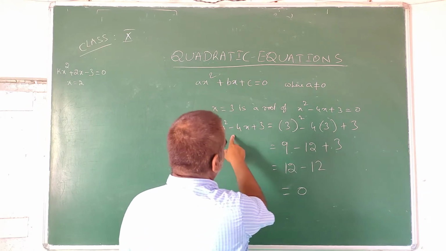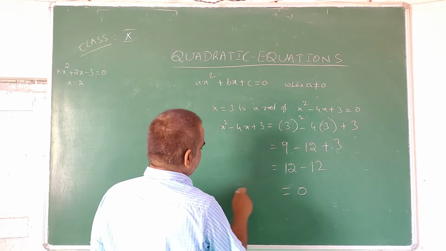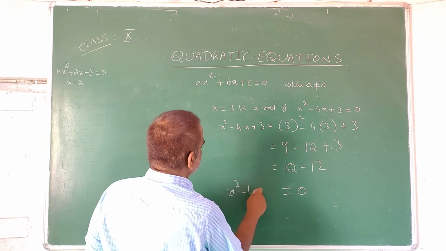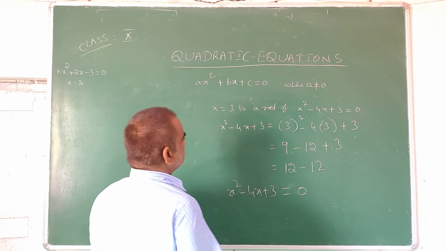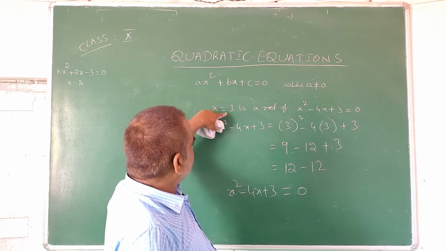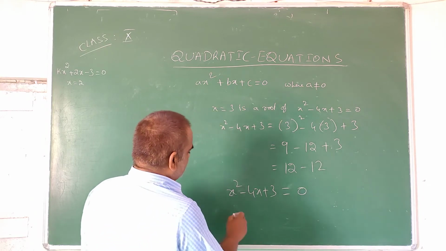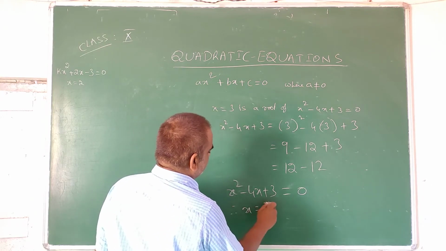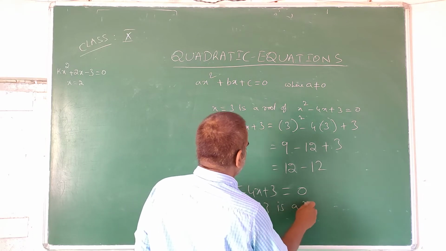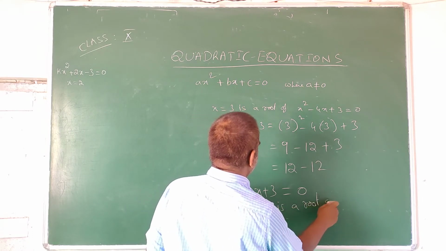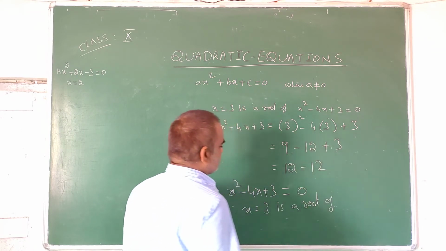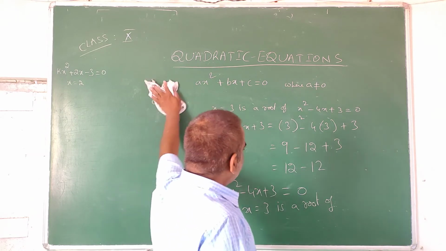So x square minus 4x plus 3 becomes 0 when x is equal to 3. Therefore, you can conclude that x is equal to 3 is a root of the given quadratic equation. Right? Understood?